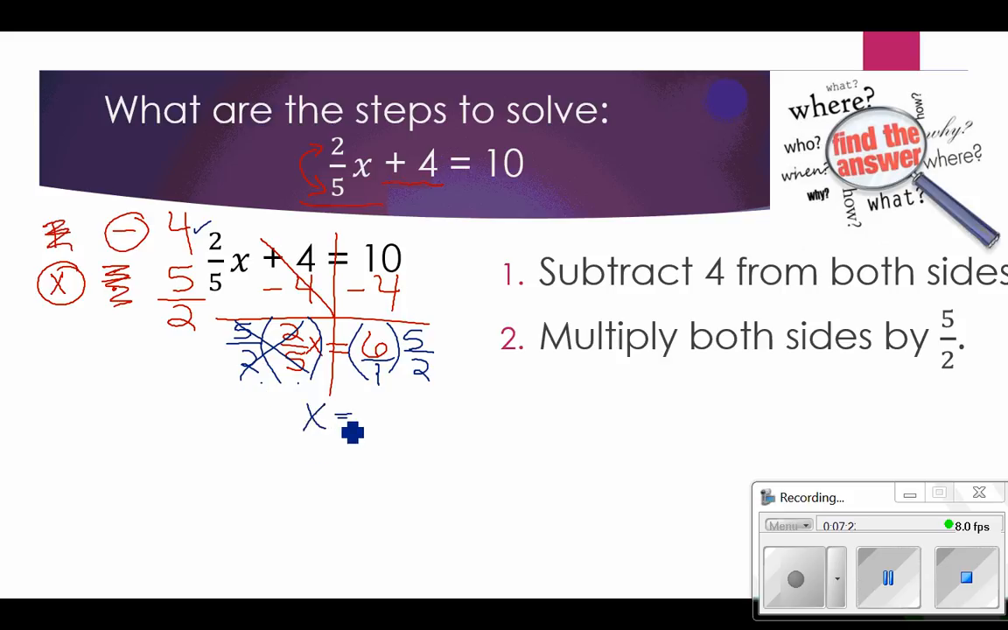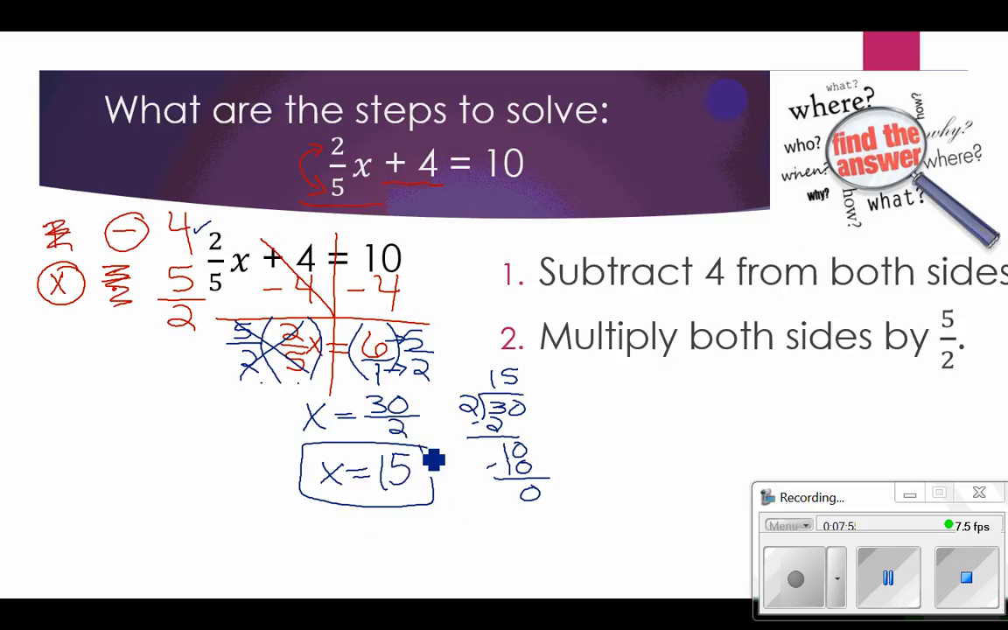Now we multiply these, and you multiply the numerator, multiply the denominator. 6 times 5 is 30. 1 times 2 is 2. And that simplifies. 30 divided by 2. So x equals 15.